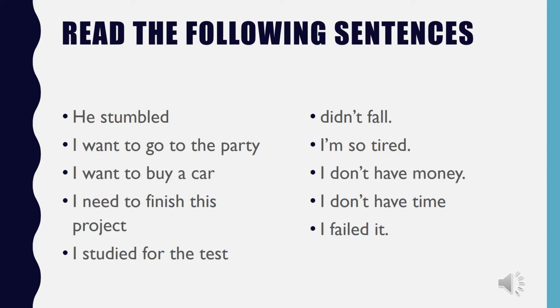Before we move on to the writing part, let's read the following sentences. These sentences are divided into two clauses, meaning two parts. The first part is an independent clause, which means that without mentioning the second part, we can understand it on its own. They do not require any other details, but some clauses do depend on the previous ones. We have examples of both. Let's check. For example, he stumbled, didn't fall.